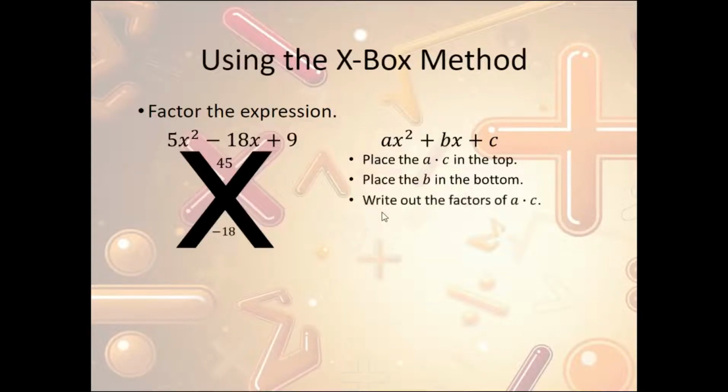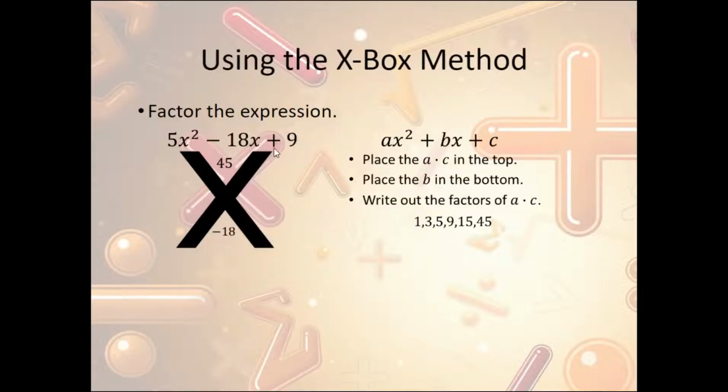And then we're going to write out the factors of a times c. So what are the factors of 45? Well, we can see that the factors are 1, 3, 5, 9, 15, and 45. So now which one of those is going to add up to be negative 18?